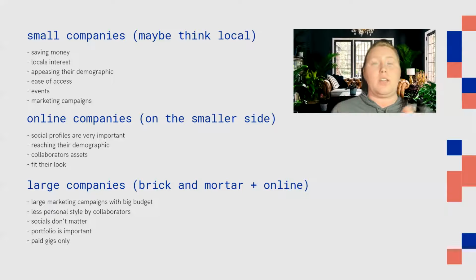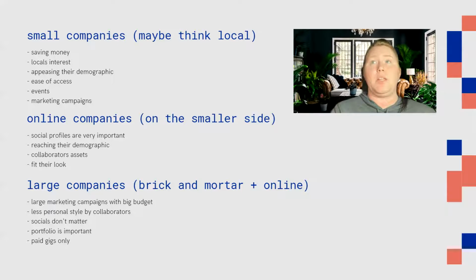They're looking for collaborators' assets. So if they're going to collaborate with someone, what do they bring to the table? Small companies aren't really thinking about that. They're thinking more about saving money, local interests, etc. And if they fit their look.